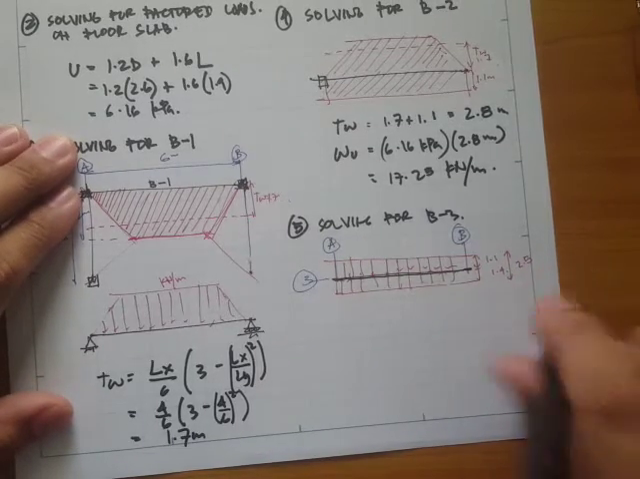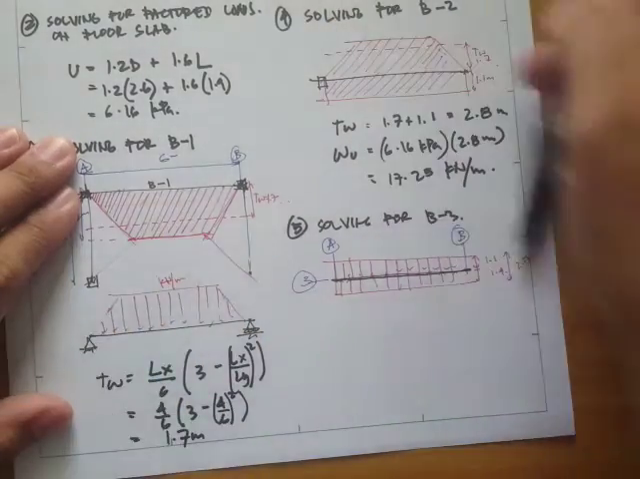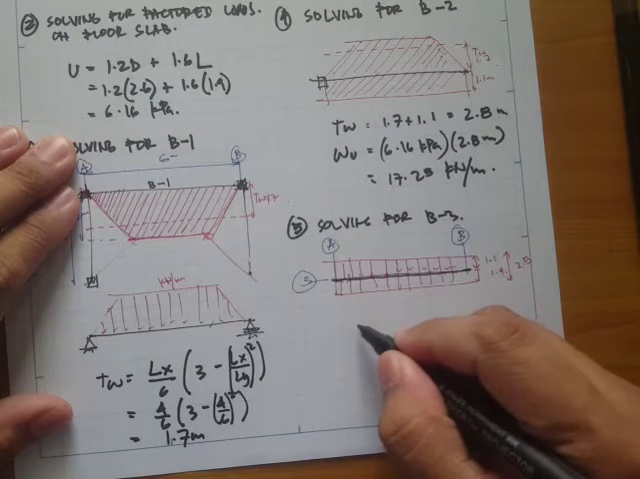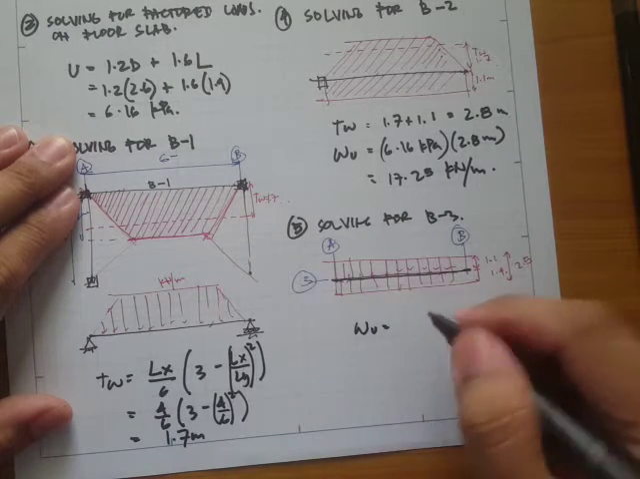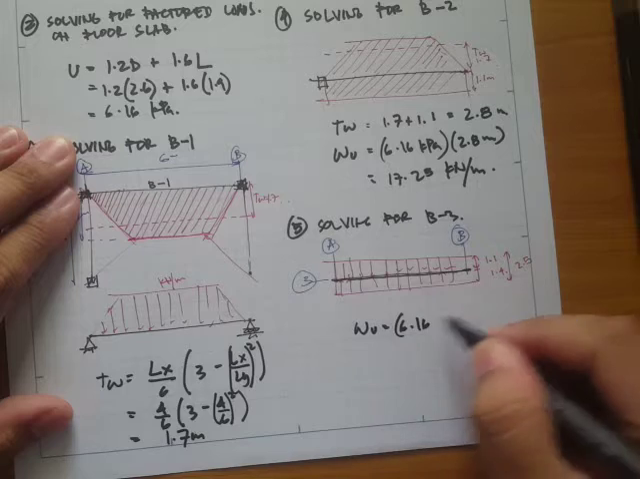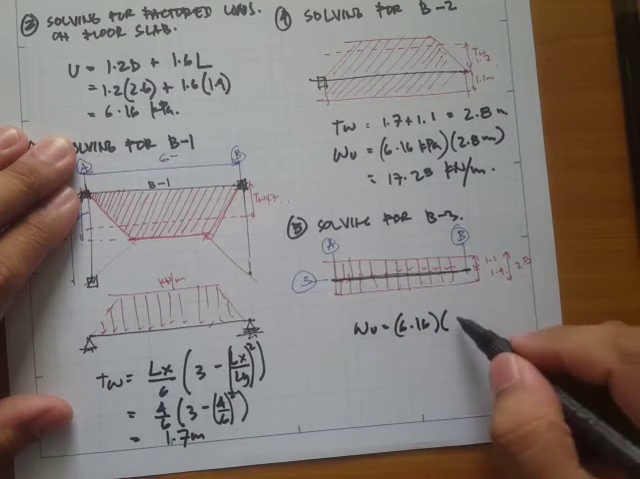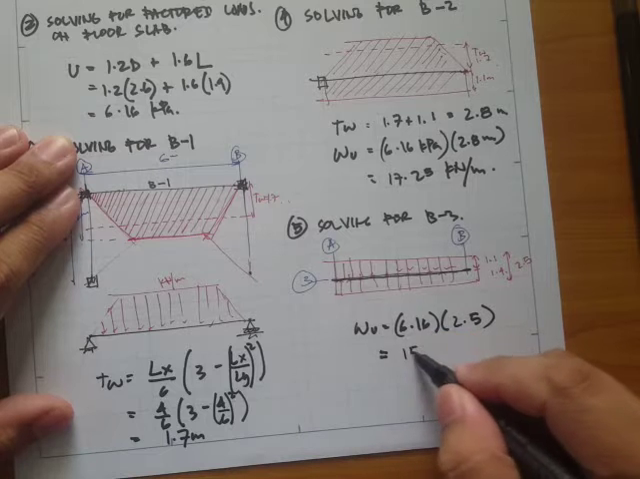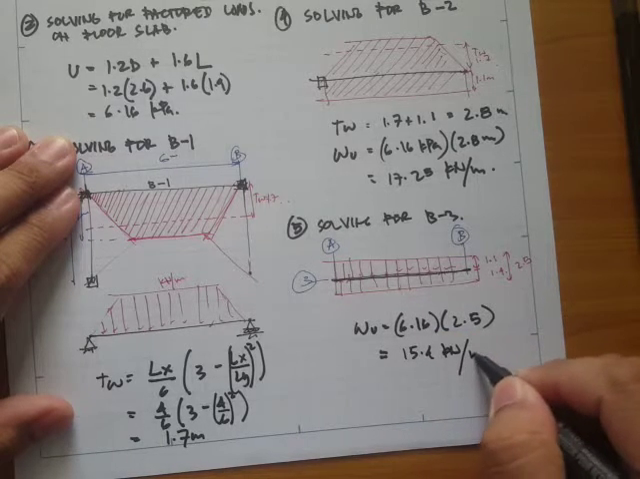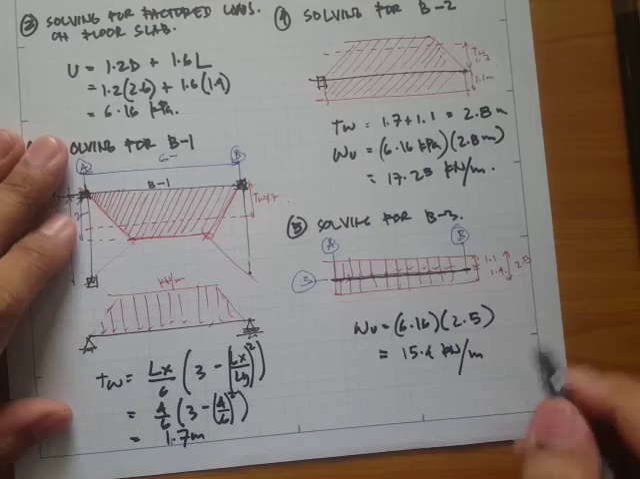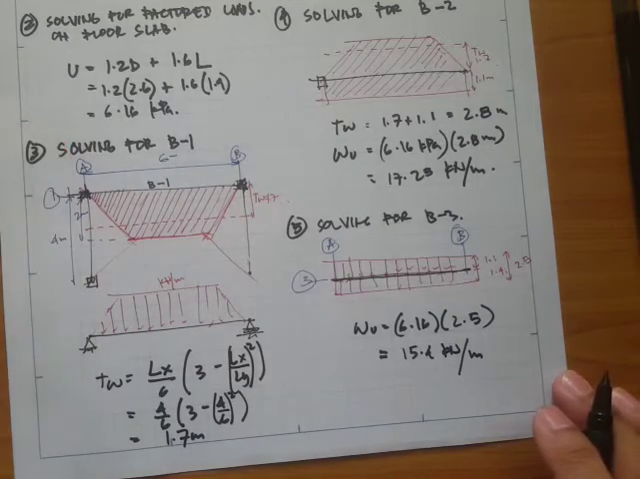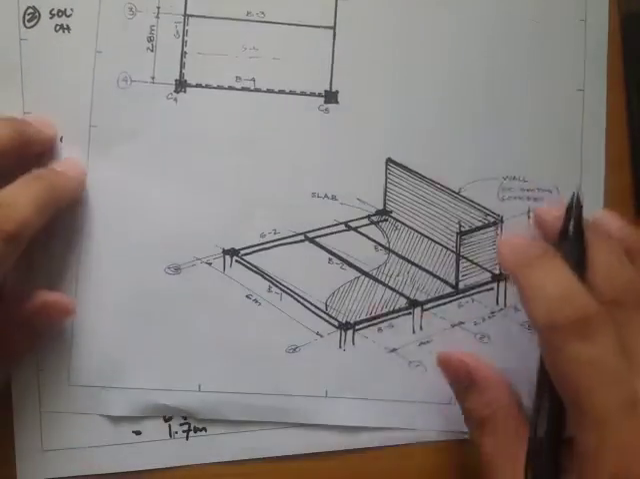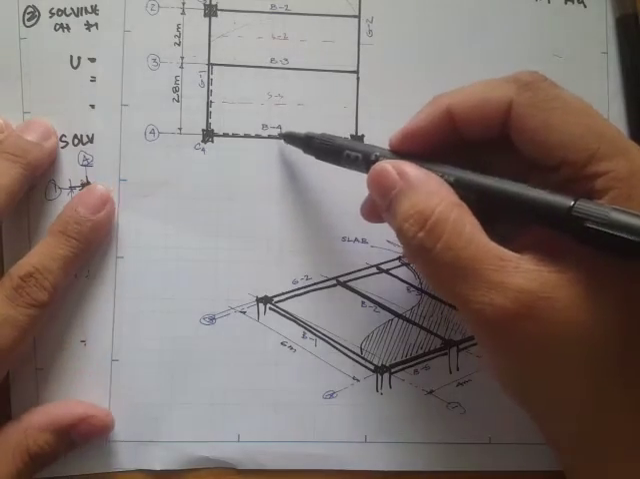Okay, so we can now solve for the loadings. The loadings will simply be 6.16 kilopascals times the 2.5, and what we get is 15.4 kilonewton per meter. Okay, so next we'll solve for the B-4.